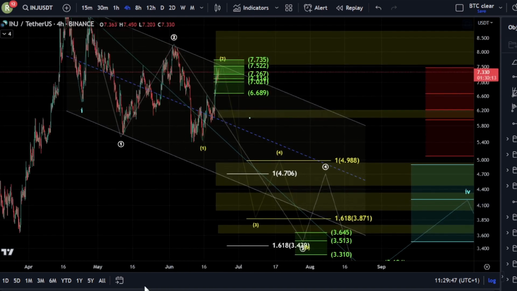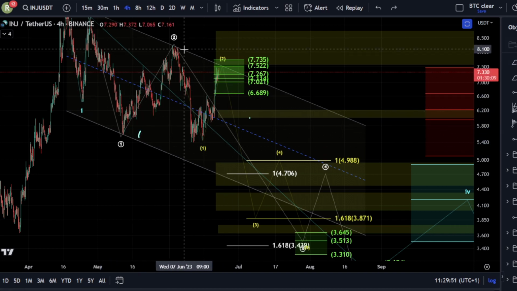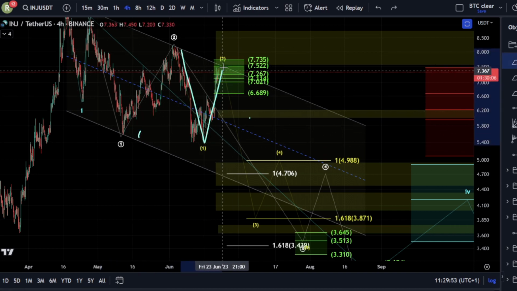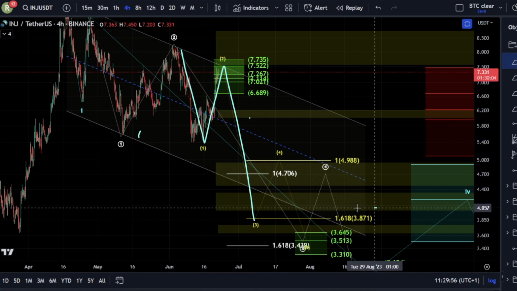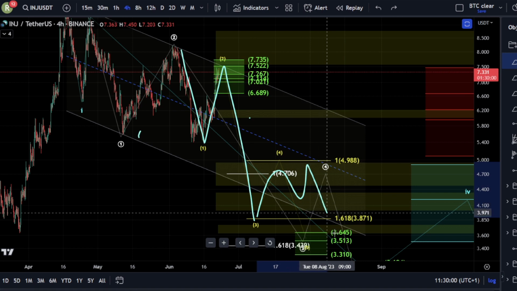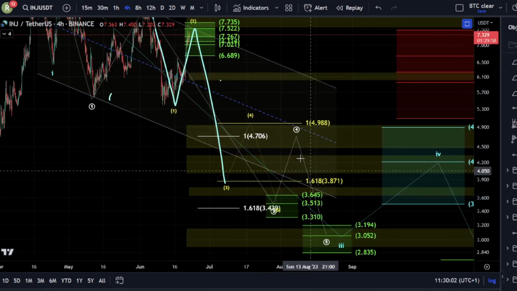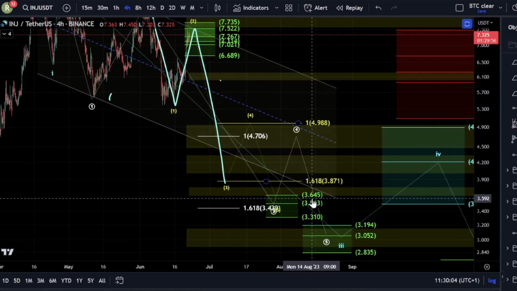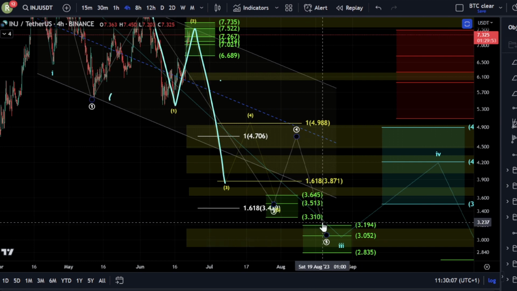And what we'd be looking for within the yellow count here, which would be the internals of this white wave here, is that this is a 1, 2. Then we'd want to see a deep move down towards this $3.87. And then we'd want to see an additional 4th wave here and a 5th wave to the downside, looking to target this zone here of the $3.64 to this $3.31 level.